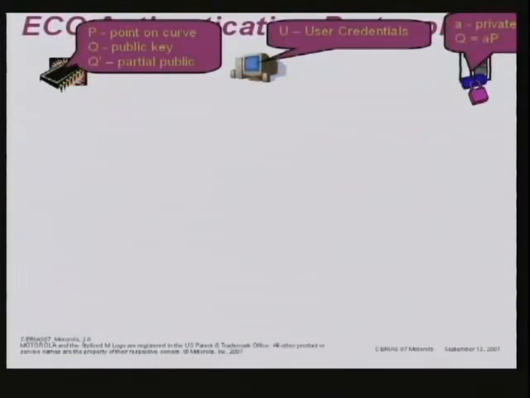And then up at the server, I'm going to also have the A, which is my private key, and then I'm going to have the relationship that Q is equal to AP, which is a standard theorem within the elliptic curve map.